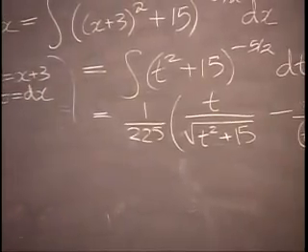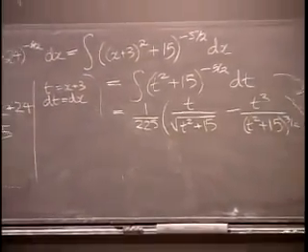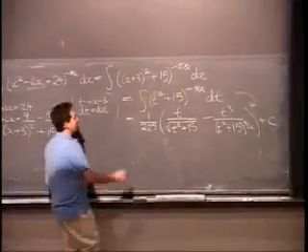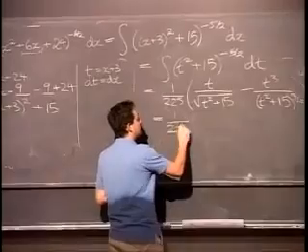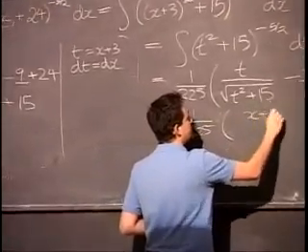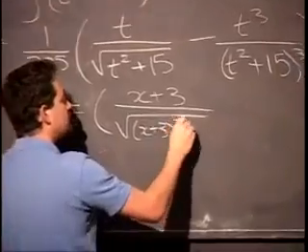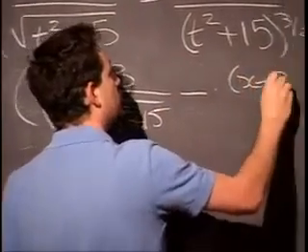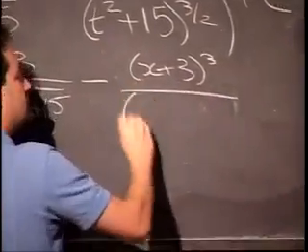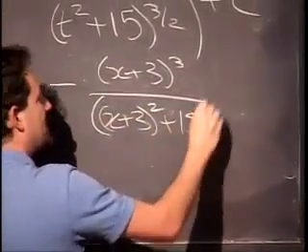But you've already got it, because I already did it, and you just replace x by t. Of course, now we have to get back to x land. T is x plus 3, so this will work out to be (x plus 3) over the square root of (x plus 3) all squared plus 15, minus (x plus 3) all cubed over ((x plus 3) all squared, again, plus 15) to the 3 halves power.